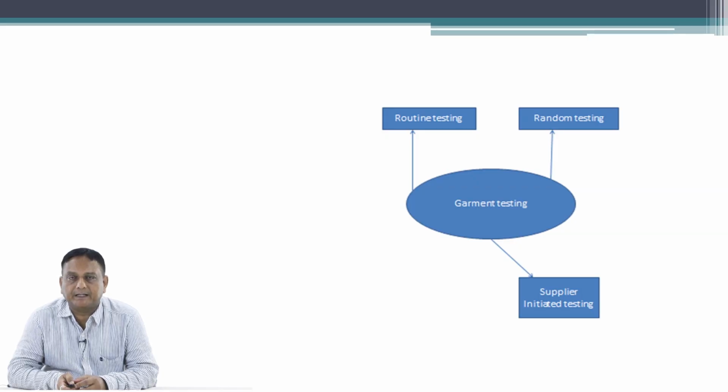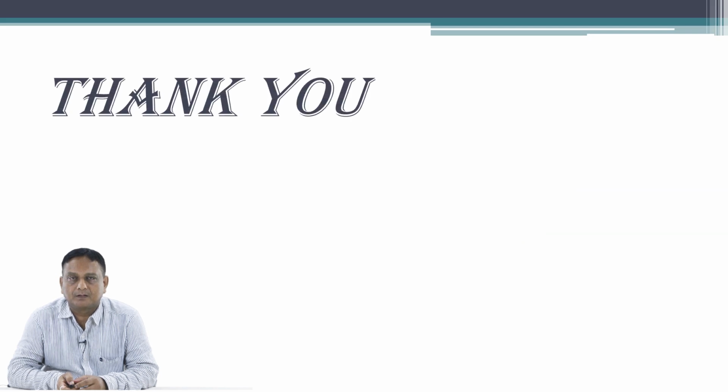A similar case is random testing. Sometimes random testing is done by the supplier, sometimes by the buyer. If there is any suspicion about any product, then random testing is carried out by either the supplier or the buyer. So these are the different areas of testing which we tried to cover here, and this is the summary of this lesson 2. Thank you.